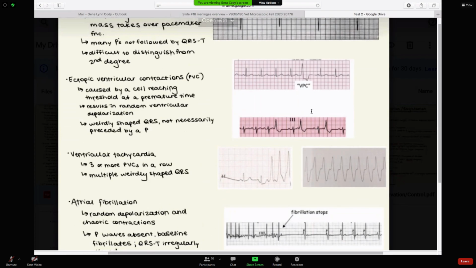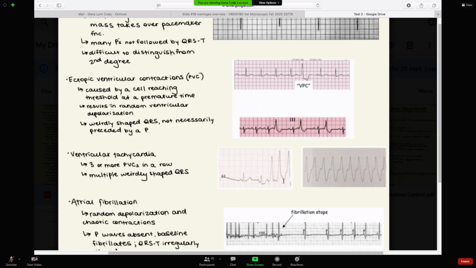If it's just 1, 2, or 3, I call it a PVC. If it's 3 or more in a row, that's when I call it ventricular tachycardia. So tachycardia meaning it's too fast, ventricular referring just to those. So I have some cell or group of cells in my ventricles that are reaching threshold and causing the depolarization and subsequent contractions out of line and way too fast, right?